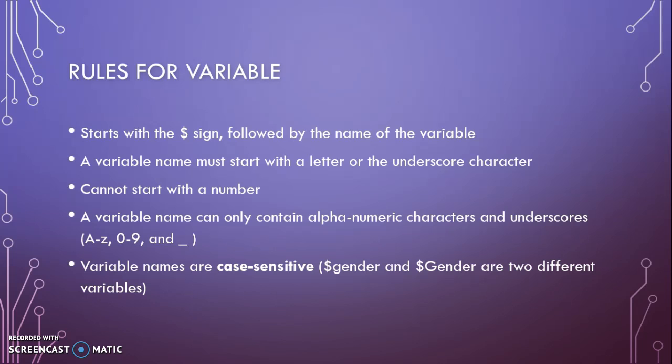Also, a variable name can only contain alphanumeric characters and underscores. So that's A through Z, 0 through 9, and the underscore. So don't start your variable name with the exclamation mark or the % sign or any other characters like that. Also very important, variable names are case sensitive. For example, let's say you have a variable name of gender, but in your coding you use a capital G. Your code won't work, you'll get an error.